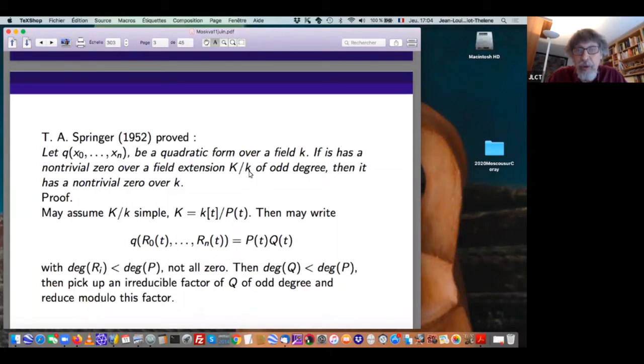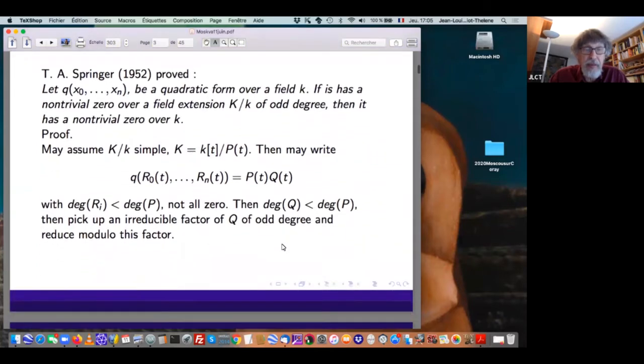You may assume that the extension is simple, because otherwise you have a tower of simple extensions of odd degree. You write it as k[t] divided by p(t) irreducible, and then you write that there's a solution in terms of polynomials: Q(R0(t), ..., Rn(t)) = p(t)q(t), where p is your polynomial, and R0(t), ..., Rn(t) are of degree strictly smaller than the degree of p. They're not all zero. Then you look at the degree on this side, it's at most 2d minus 2, where d is the degree of p, so the degree of q(t) is smaller than the degree of p. But the left-hand side is of even degree. Here you have odd degrees, so inside q(t) there's a factor of odd degree, strictly smaller than the degree of p, and so you go down in degree.